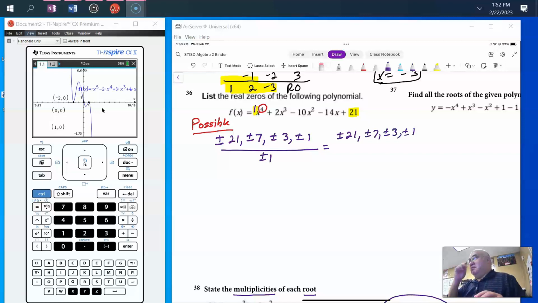I'm going to cheat. Just to make my life easier, I know I could have guessed and checked some of these using synthetic division. So what I'm going to do is go to my graph.